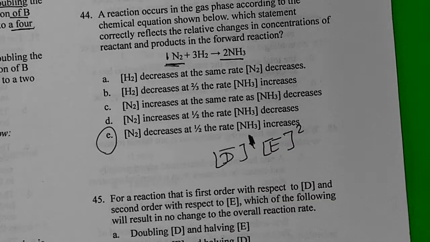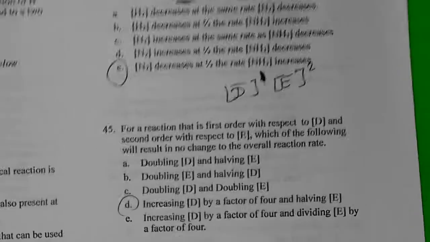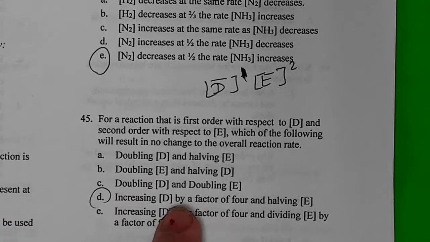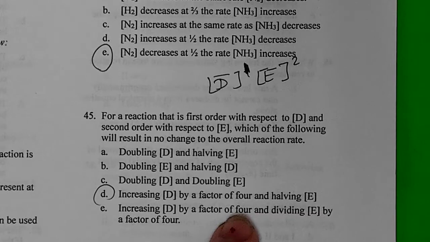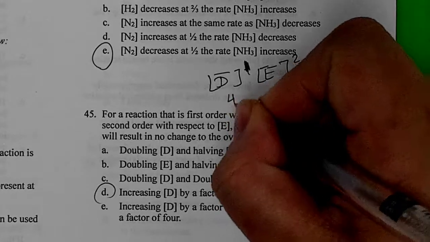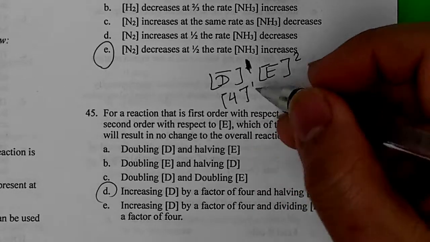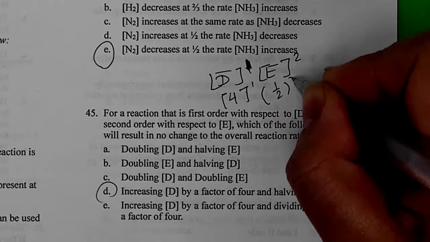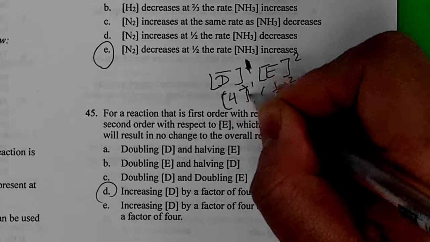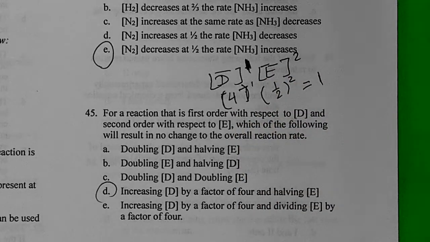So take a look at the question. Which one doesn't change? Increase D by 4. So let's just say 4. D is 4 here. 4 to the 1. We're good. Okay, E is half. So that means that's going to be half squared. Take a look. What do you get? That's 1. Nothing changes. See that? I mean, if you want, you can say 4x and half x. But yes, do you see that? Yeah, nothing changes.